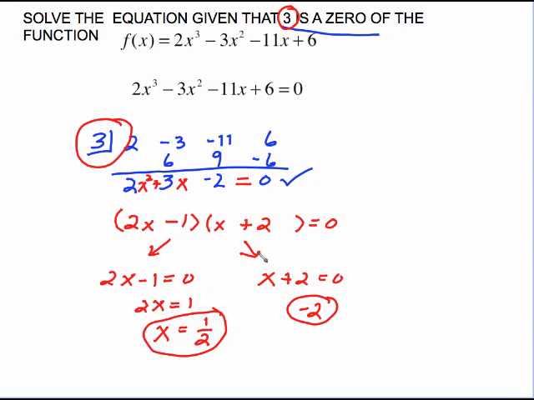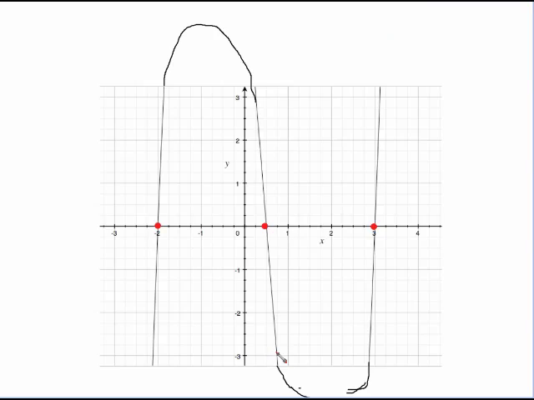So that's how we're going to solve this kind of problem. I want to show you something on the next screen with a graph just to emphasize what these numbers are. Remember, these are called zeros. These are where the graph will cross the x-axis. So take a look at the graph.